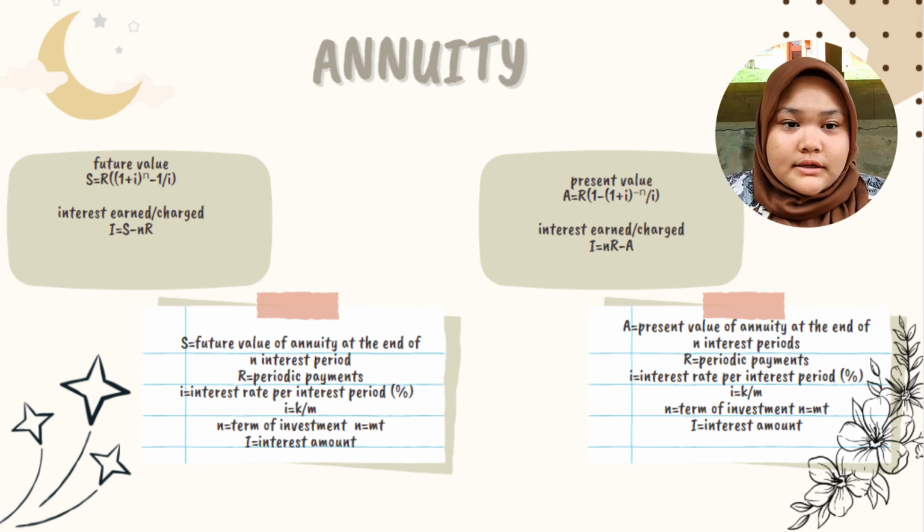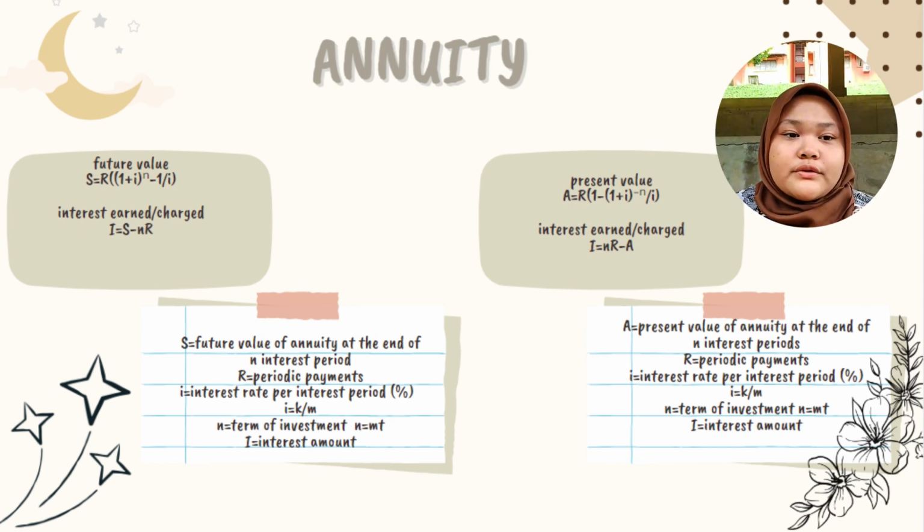Future value formula: S equals R, open bracket, 1 plus i to the power of n minus 1, close bracket, divided by i. For the interest earned or charged, I equals S minus nR. S is the future value of annuity at the end of the n interest periods. R is the periodic payment. i is the interest rate per interest period, i equals k per m. n is the term of investment, n equals mt. I is the interest amount.